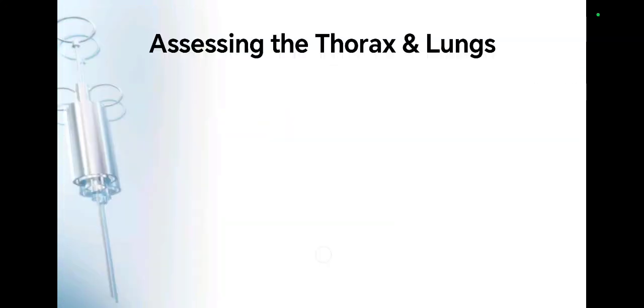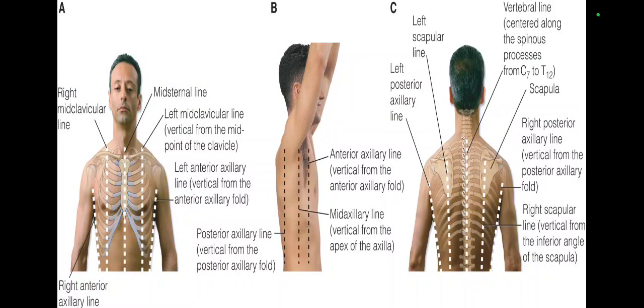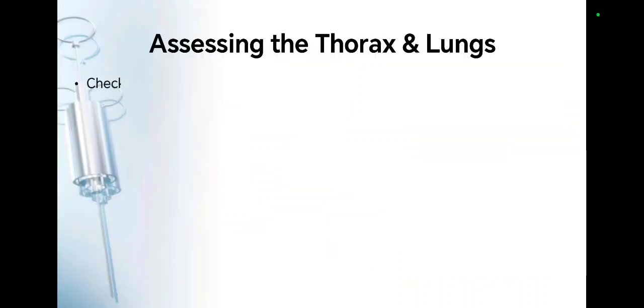Okay, so these are the thorax lines or the divisions of your thorax or chest area. Check for CRAMP. What's this CRAMP? C stands for chest wall symmetry. Check for the symmetry of the chest wall. You check the anterior and posterior wall of the chest.